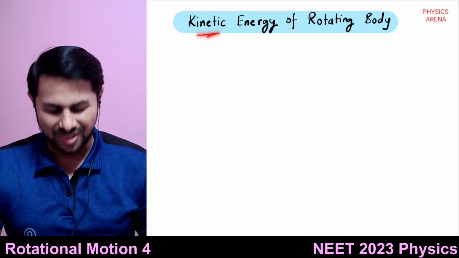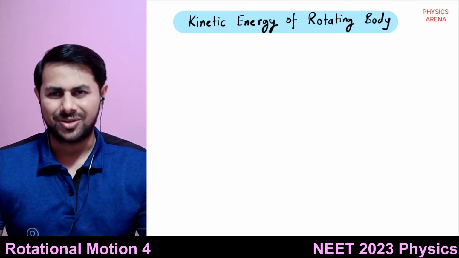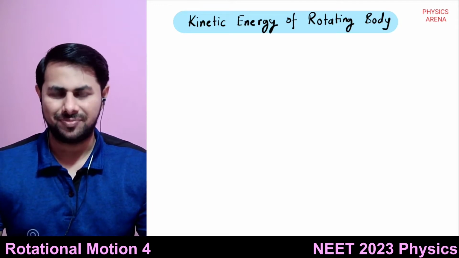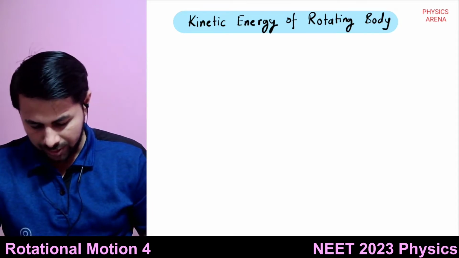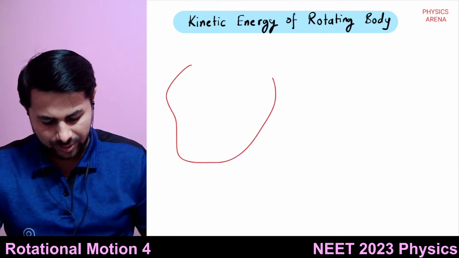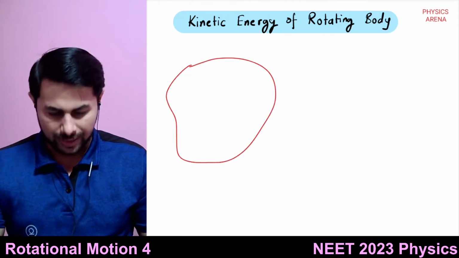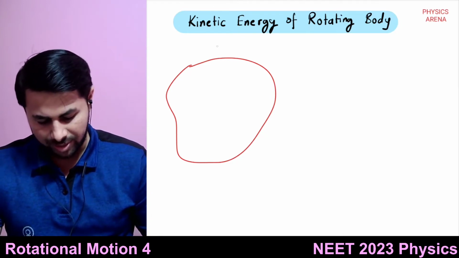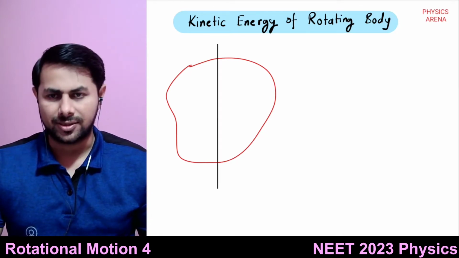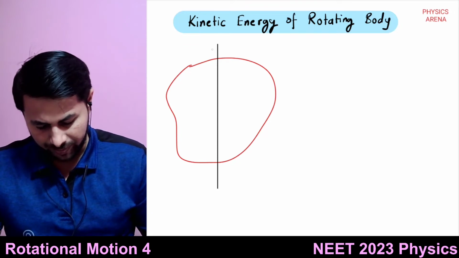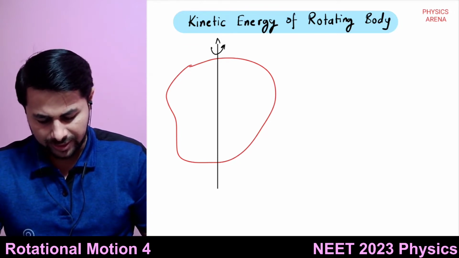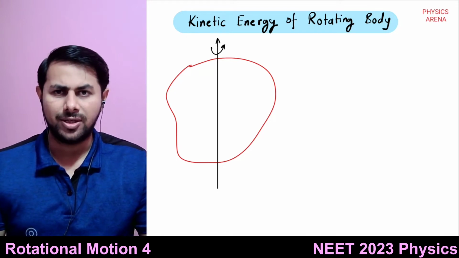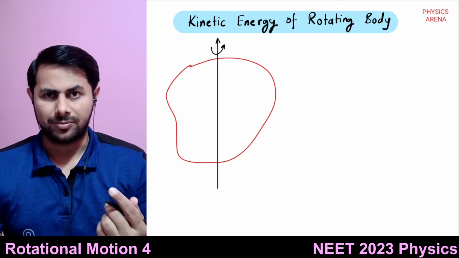So today we are going to see the kinetic energy of a rotating body and the concept of moment of inertia. Okay, so let's suppose we have this body and this body is rotating about some axis. It's rotating about this axis in an anti-clockwise sense, let's suppose.